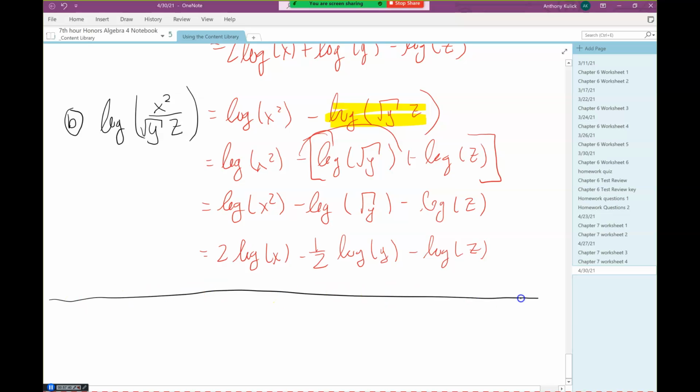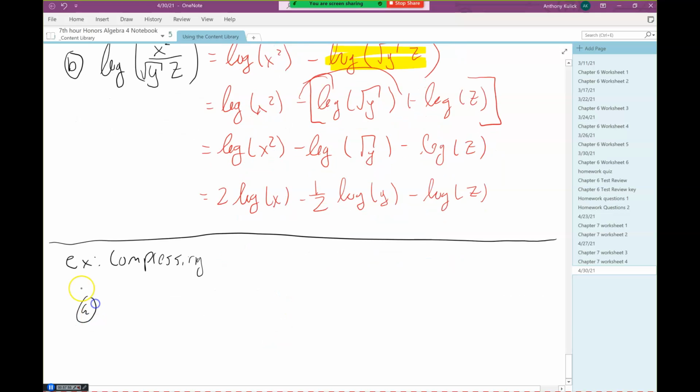But overall, expanding shouldn't be too bad, right? That doesn't feel too difficult. There's nothing really complicated algebraically going on there. Let's do some compressing. And compressing, I would say, is maybe the more difficult of the two problems, but not that much more difficult.